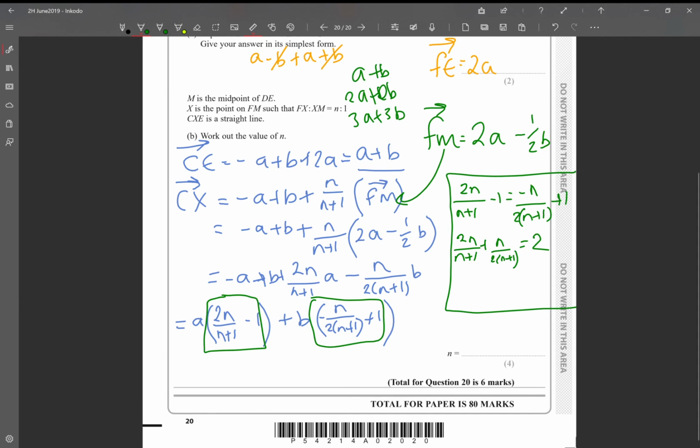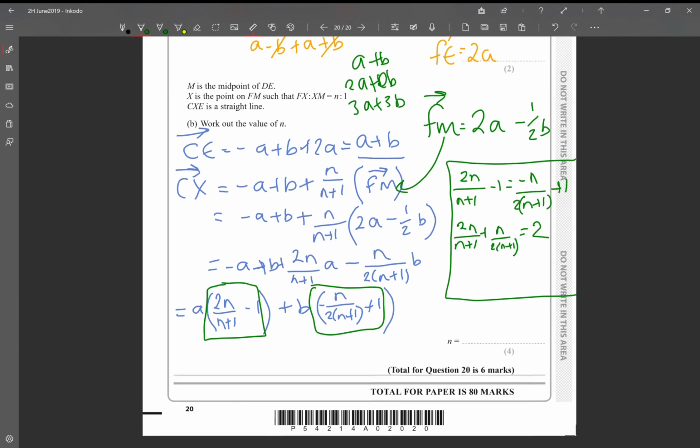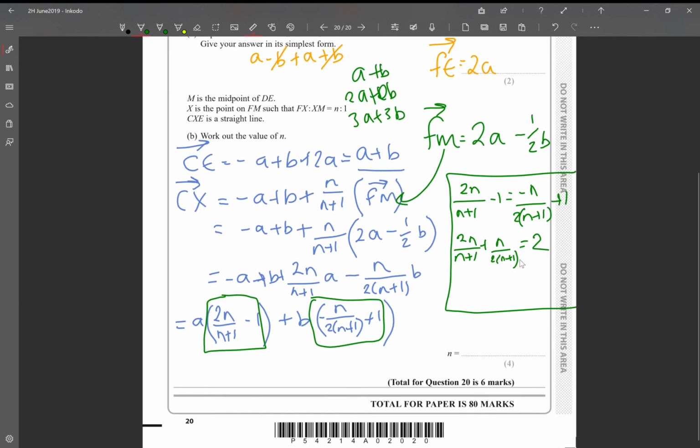Sorry, I'm running out of space a little bit here. If you look at this one here, we want to add fractions, the denominator needs to be the same. So to do that, we can times this first one by 2. So we end up with 4n, I'm just going to put it all together to save a little bit of space, and then it will be all over 2n plus 1. Hopefully you can see what's happened there. Equals 2.